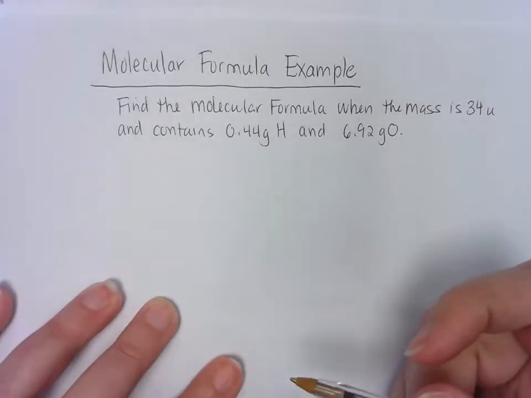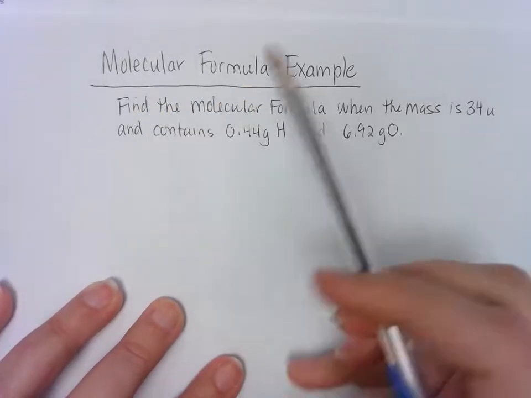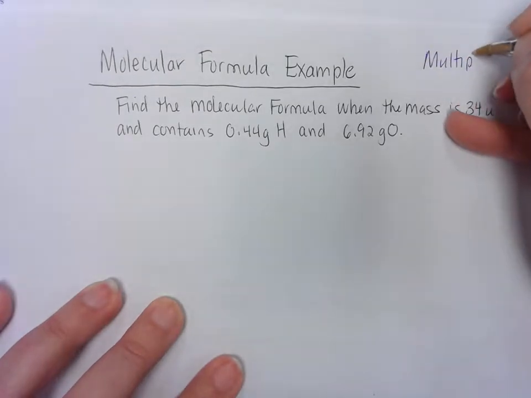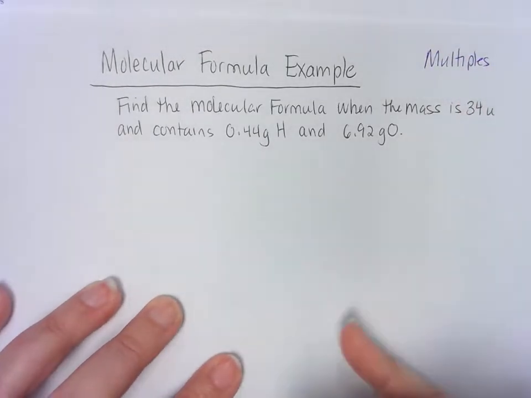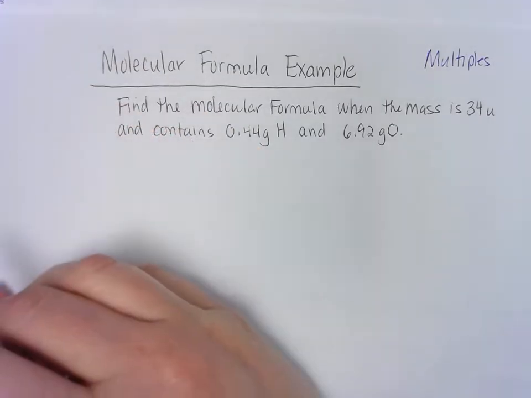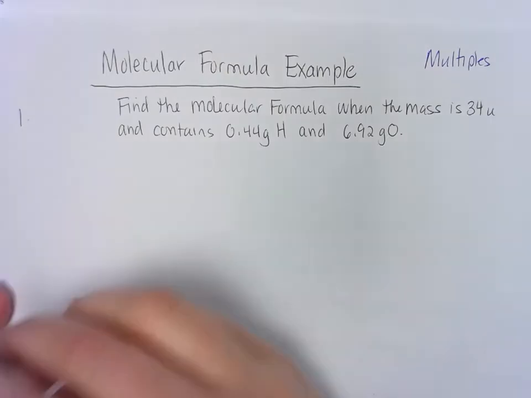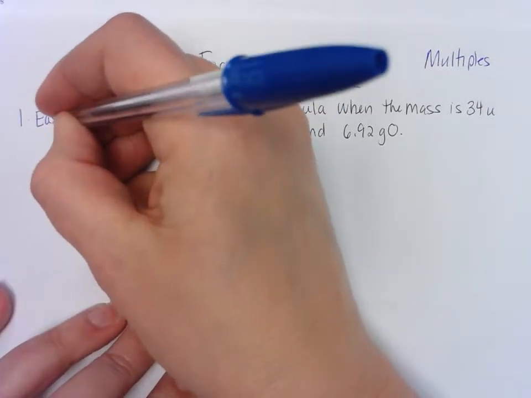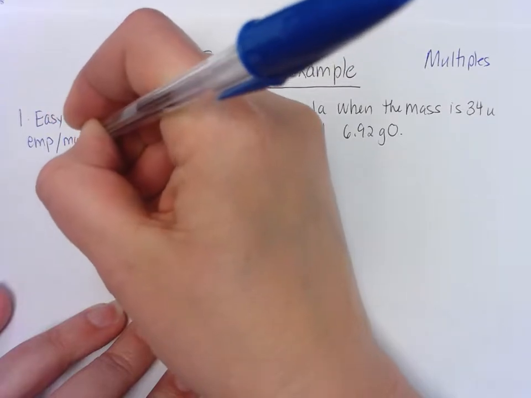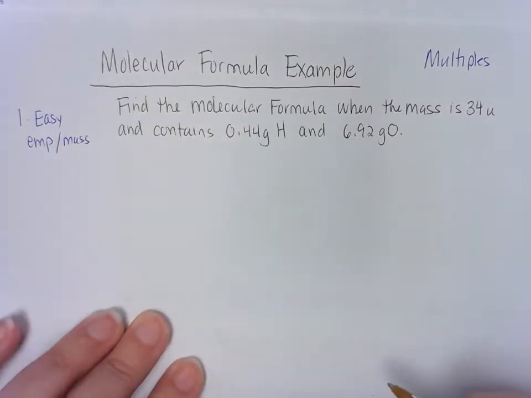In this video, we're going to do a molecular formula example. Molecular formula is looking at the multiples, so your end answer could be reduced. There are two types of molecular formula problems. One is very easy: they give you the empirical formula and a mass, and you just solve for how many times the multiple.